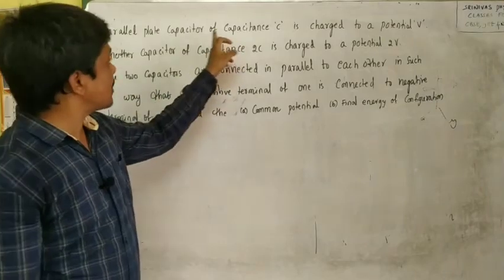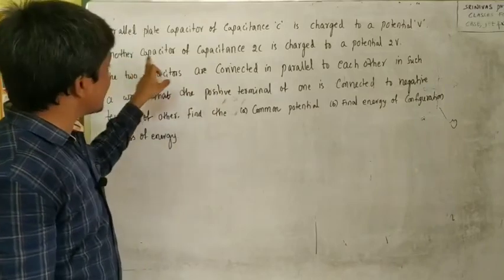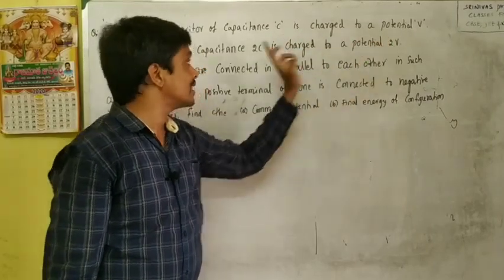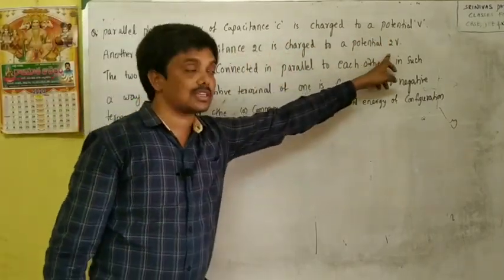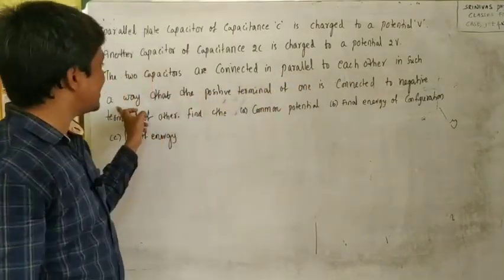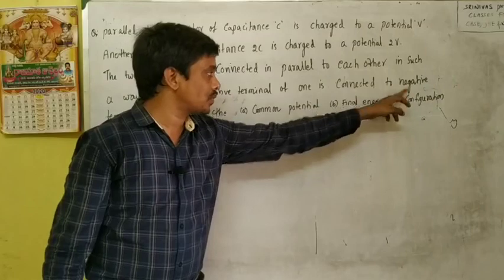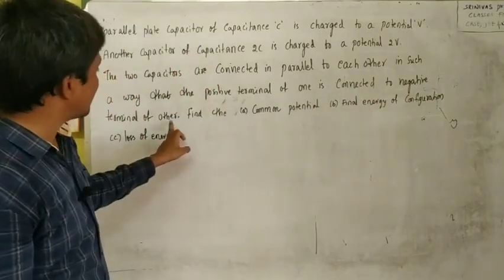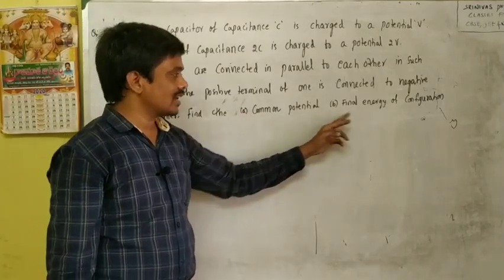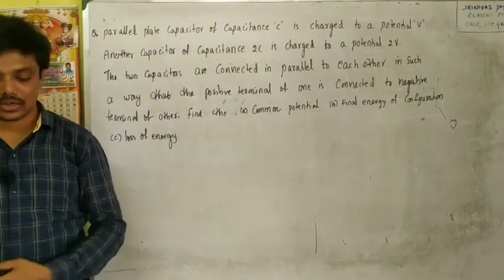A parallel plate capacitor of capacitance C is charged to a potential V. Another capacitor of capacitance 2C is charged to a potential 2V. First capacitor, capacitance C, charged to potential V. Second capacitor, capacitance 2C, charged to potential 2V. And these two capacitors are connected in parallel to each other in such a way that the positive terminal of one capacitor is connected to the negative terminal of the other capacitor. Now our question: find the common potential and final energy of the configuration. This is my question, try to solve it.